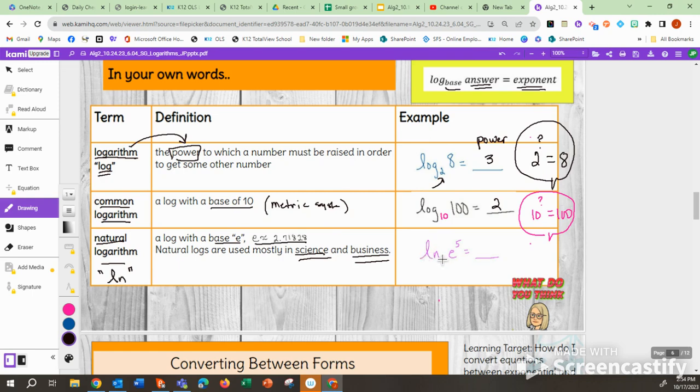So if you see LN, they're probably not going to put a base here, and you're going to know that the base is an understood e. So you're going to think of that base being e. So this problem says e to what power is equal to e to the fifth? Because remember, this is the answer. This is the base. You're looking for the power. So the answer to this would be 5.